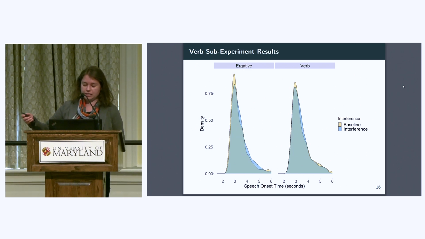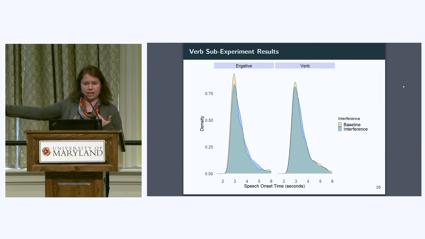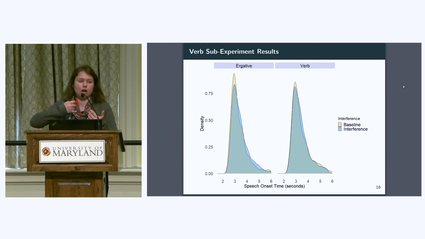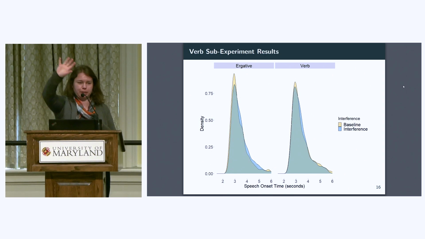And what I want to draw your attention to here is the places where those baseline and interference distributions separate. Specifically right along the right edge of this distribution, because that's where our speech onset delay is showing us that it's producing longer speech onset times. And you can see that right here along the far edge of the ergative distribution. We've got a little bit of blue sky out there. It's just a very small amount, but that's actually what we expect from this methodology.